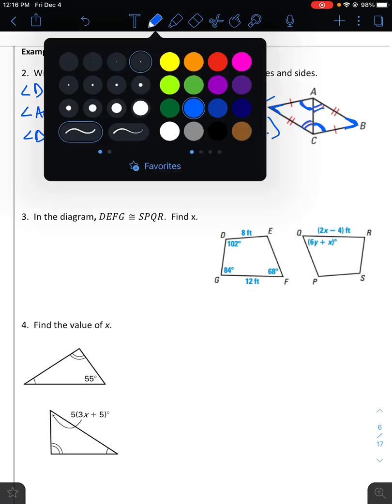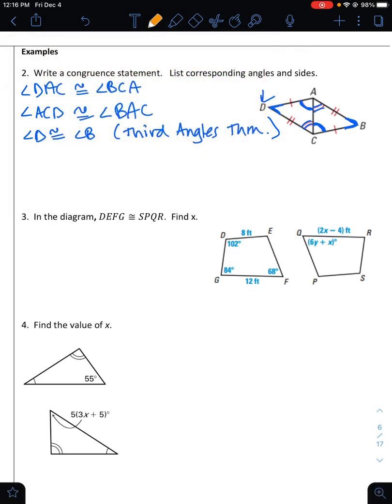Okay, let's do sides. Single tick mark, single tick mark. So AD is congruent to BC. Segment AD is congruent to segment BC. Double tick marks. DC, AB. So segment DC is congruent to segment AB. Okay, remember you can switch the order of your segment names.